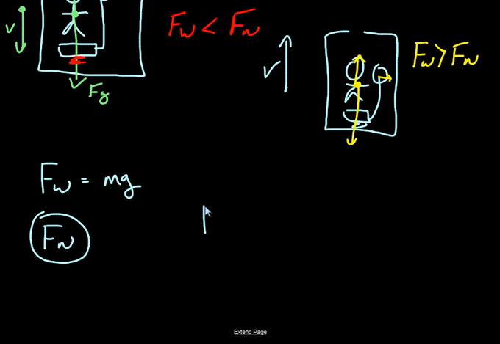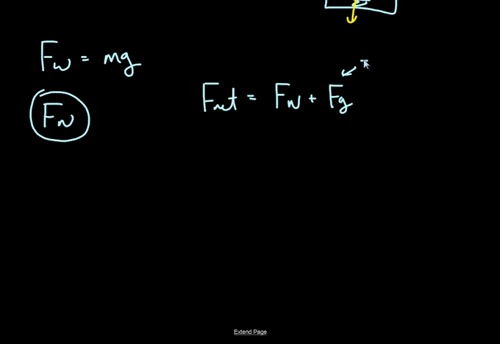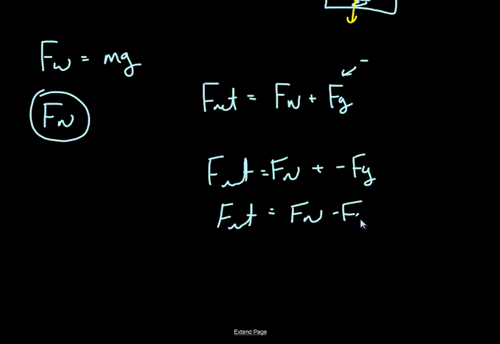So if we measured the net force on this person, the net force is going to be made up of the normal force plus the gravitational force. This, of course, is going to be a negative value, right? It'll be a negative value because these forces aim in opposite directions. So we could rewrite this as Fn plus negative Fg, or then even rewrite it like this: the net force is equal to Fn minus Fg.